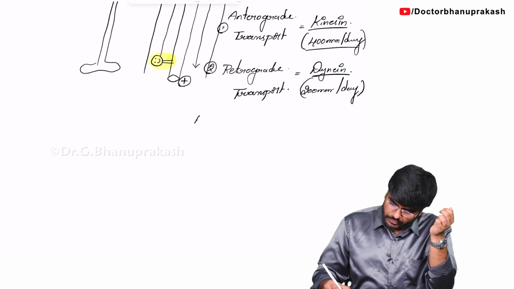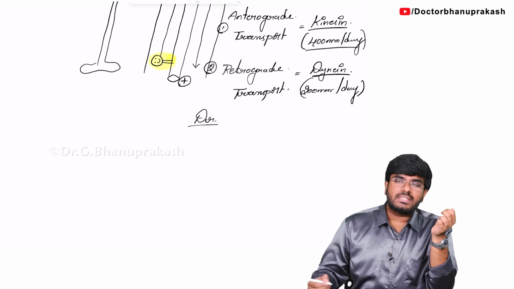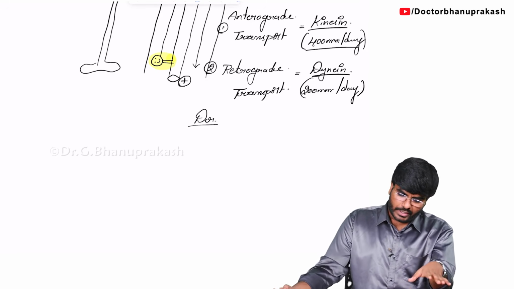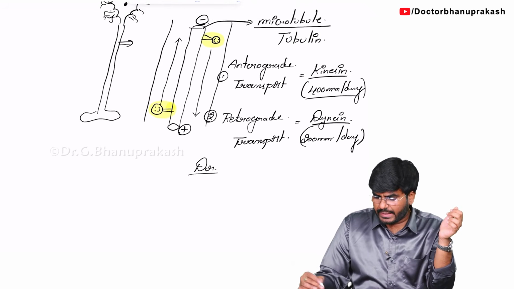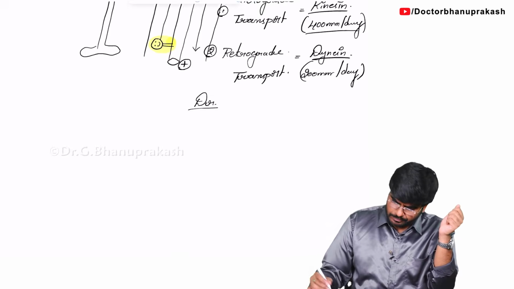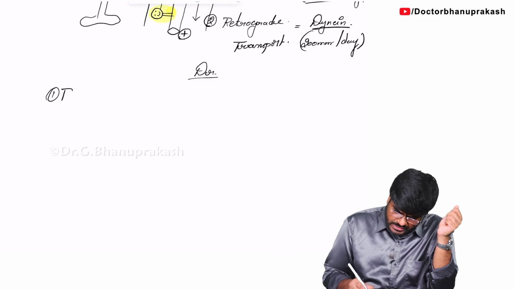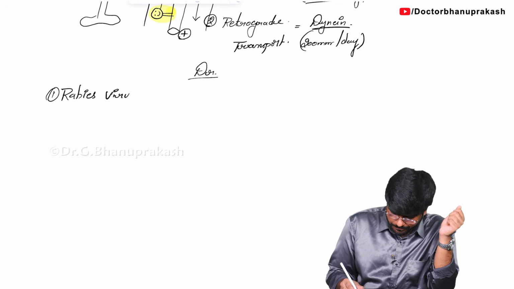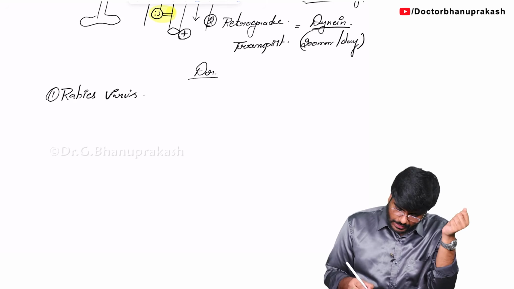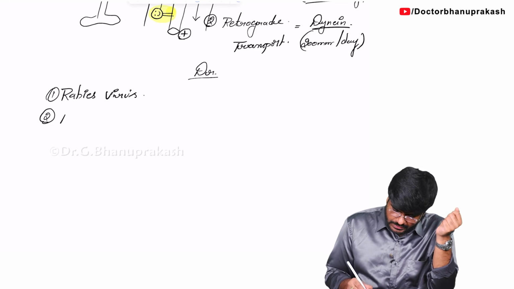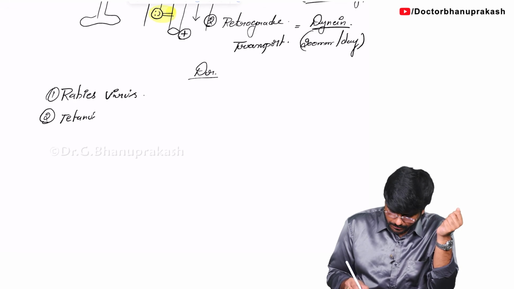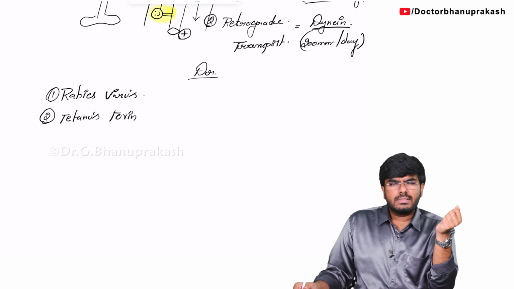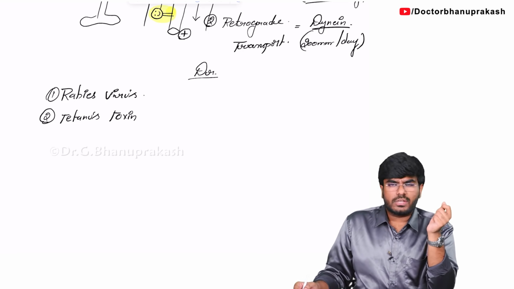How can you remember it for your exam? Always remember, you guys are doctors, so dynein helps in retrograde transport. What is the clinical importance of this? There is a virus called the rabies virus, and the tetanus toxin.